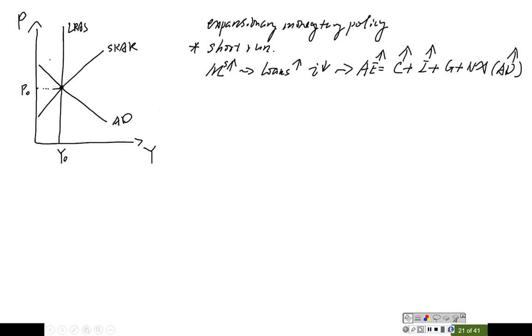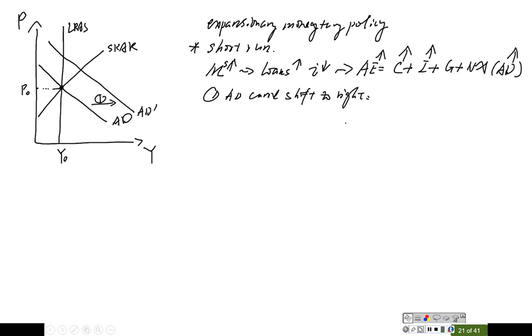So in the short run, expansionary monetary policy will push the aggregate demand curve to the right. That's the first step. The AD curve shifts to the right.